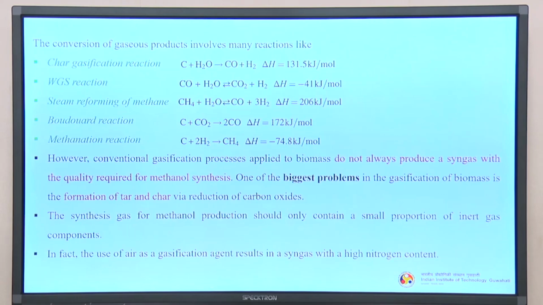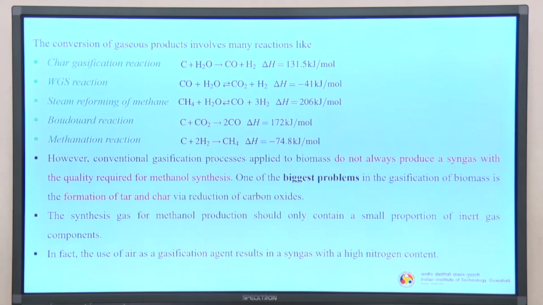Now, we will look at the reactions. The conversion of gaseous products involves many reactions. So, 5 main reactions are being listed here. The char gasification reaction: carbon plus water gives carbon monoxide plus hydrogen. Then the water gas shift reaction: carbon monoxide plus water gives carbon dioxide plus hydrogen. Steam reforming of methane: methane plus water gives carbon monoxide plus 3 hydrogen.